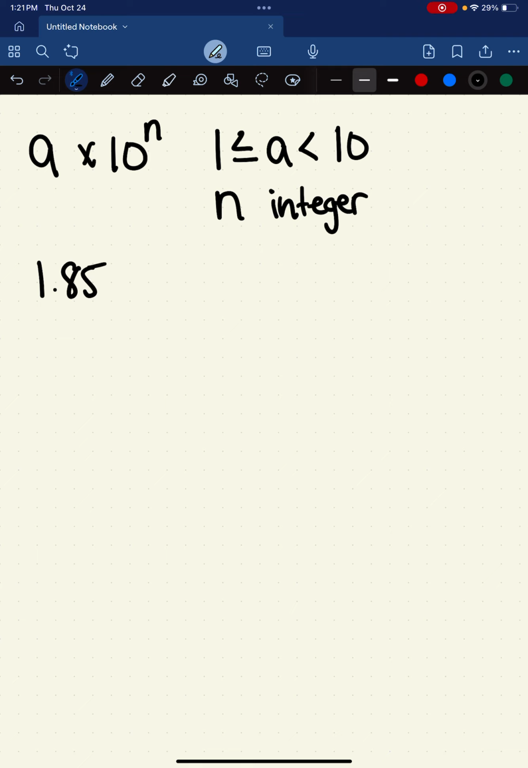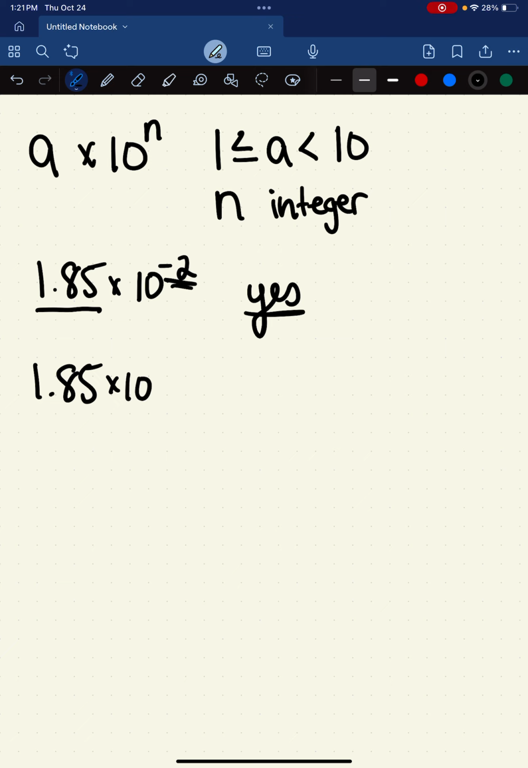So let's look at some examples. Is 1.85 times 10 to the negative 2 in scientific notation? Well, let's look. Is this between 1 and 10? Yes. Is this an integer? Yes. So this is in scientific notation. Let's look at some close relatives. 1.85 times 10 maybe to the negative 2/3. Is that in scientific notation? Well, we have a number between 1 and 10, so that works. But this number up here is not an integer. So no.